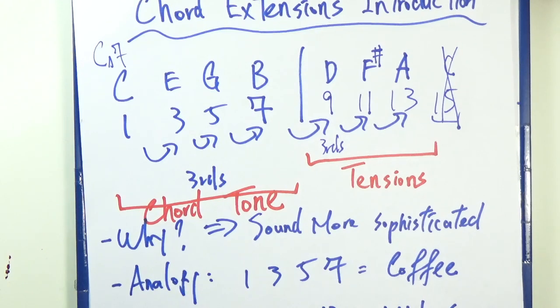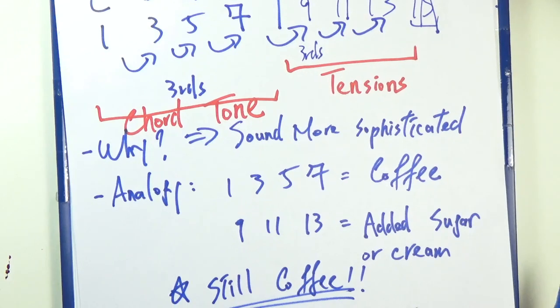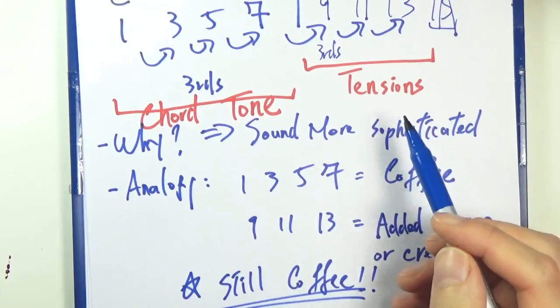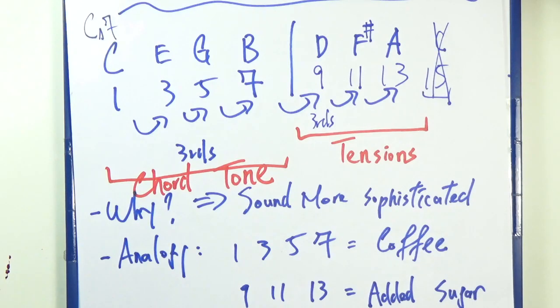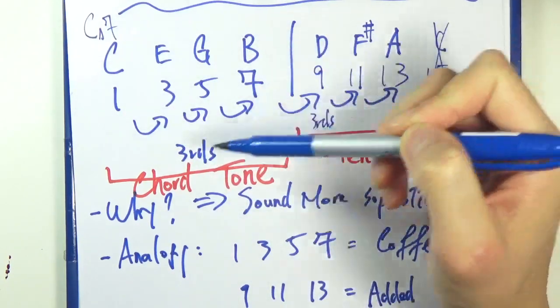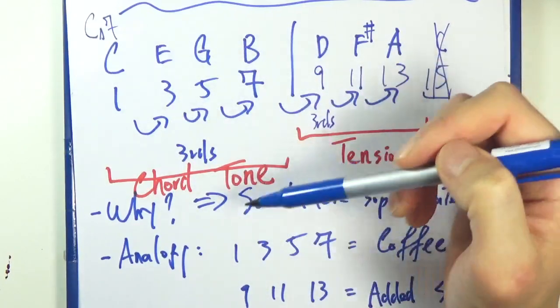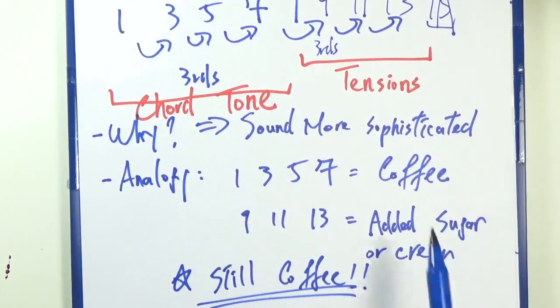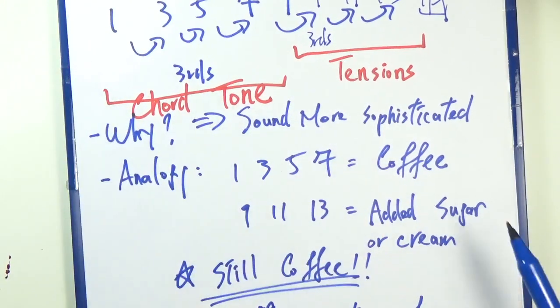So the important question here is, why do we want to do that, okay? So I used to have a teacher, and he had this very good analogy. But first of all, we primarily add these notes to make the chord sound a little bit more sophisticated. Once you have heard this for a couple million times, you start getting a little tired of it, and you want some spice. Okay, so primarily we're adding these tensions to make the chord sound more sophisticated.